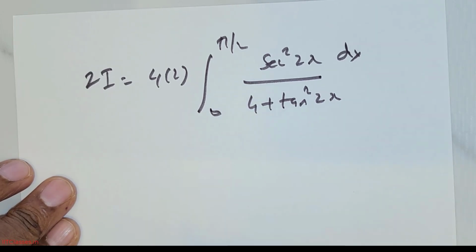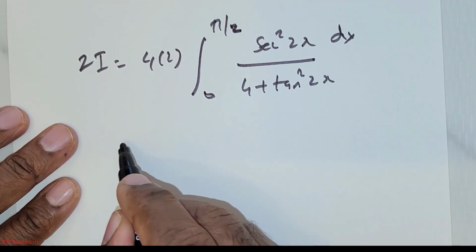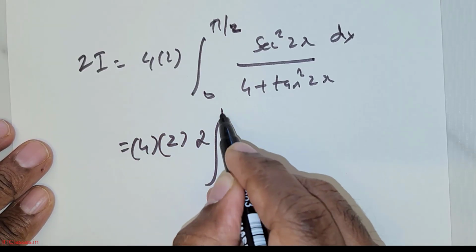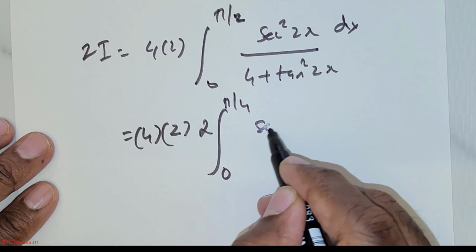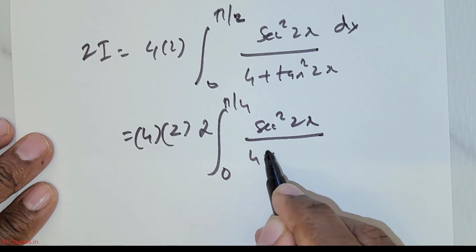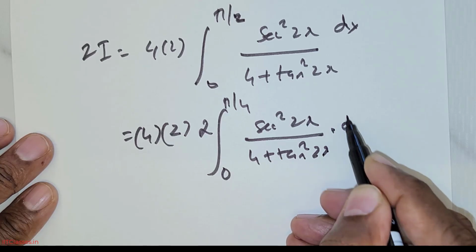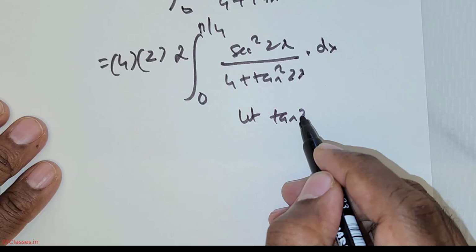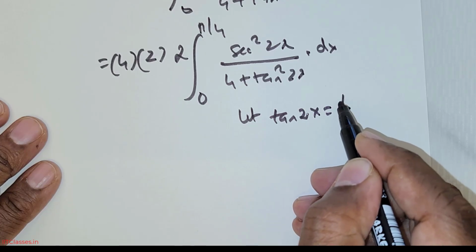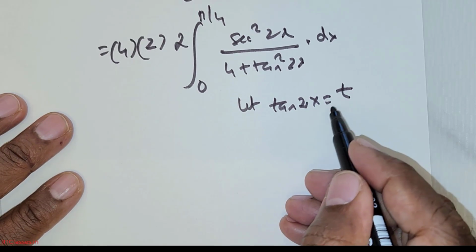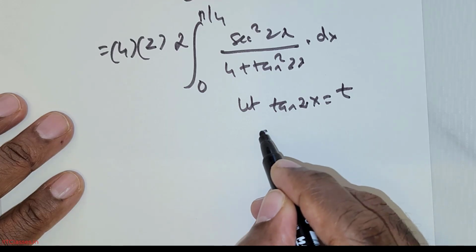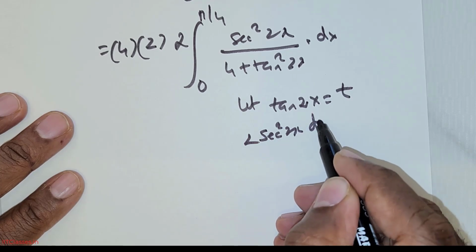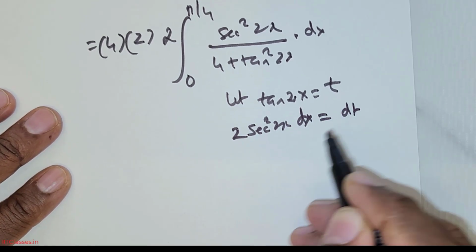Now what I wish to do is I would like to split this limit and rewrite it as 4 times of 2 times integral 0 to pi over 4 secant squared 2x divided by 4 plus tan squared 2x times dx. Now let me take tan 2x to be equal to t. If tan 2x is equal to t, differentiation of tan 2x is going to be secant squared 2x and the coefficient of x is 2 times dx. This is equal to dt.